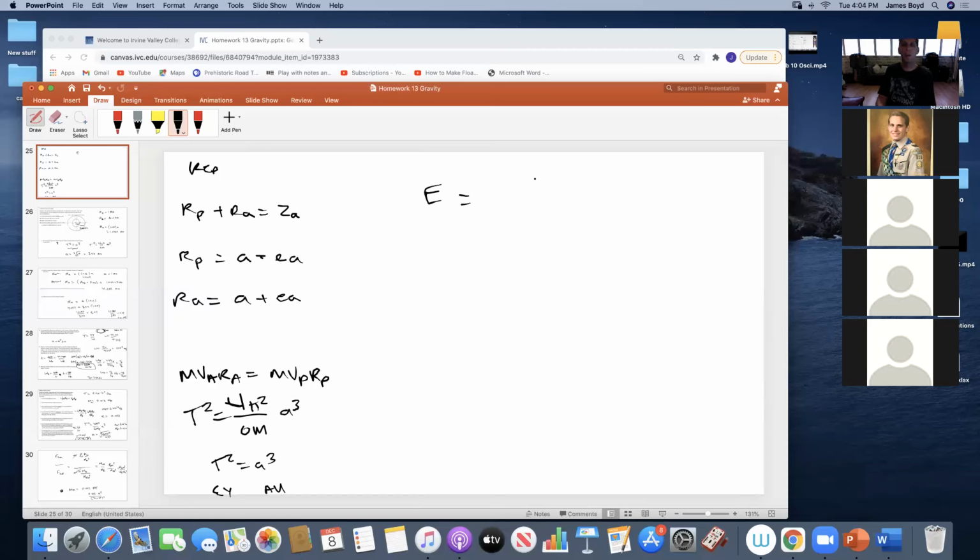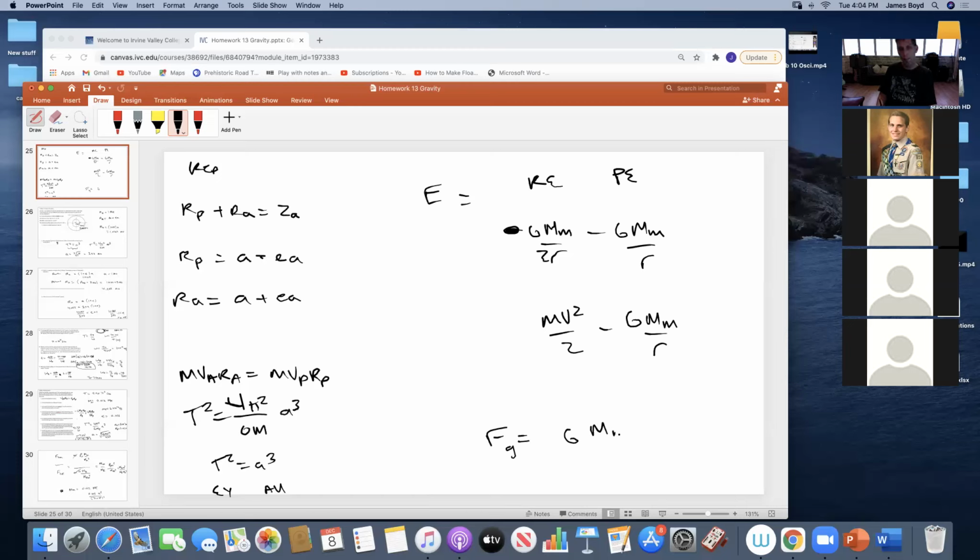Energy, kinetic, potential. Potential is negative GMm over r. Kinetic is positive GMm over 2r, or mv squared over 2. Total energy is negative GMm over 2r. Force of gravity is GMm over r squared. And that's really pretty much everything equation-wise you need.